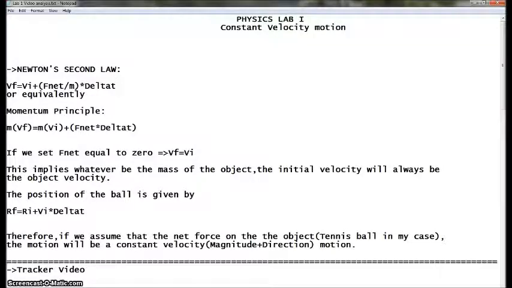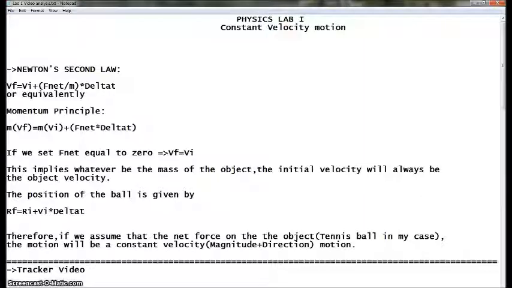We know that according to Newton's second law, or equivalently by the momentum principle, Vf equals Vi plus F net by m times delta t, or by the momentum principle, m times Vf equals m times Vi plus F net times change in time, or delta t. Now in this, if we set net force, or F net, equal to 0, Vf equals Vi, that is, the initial velocity is the final velocity, and hence this is the case of constant velocity motion.